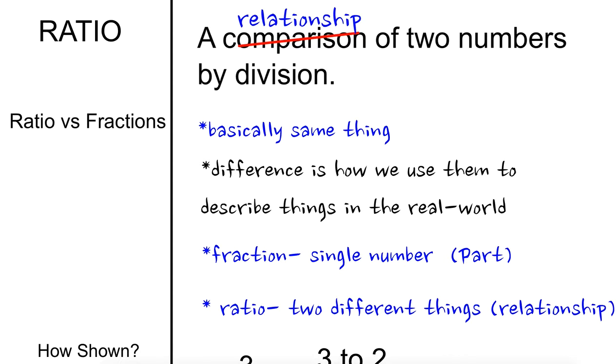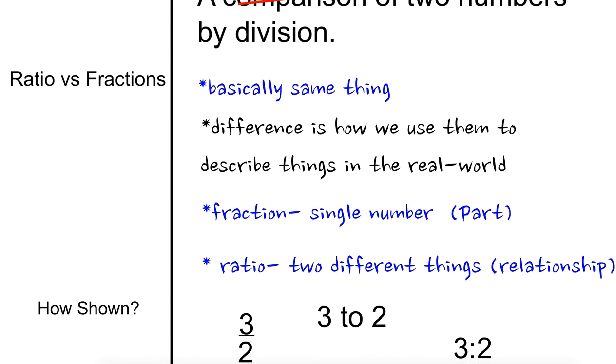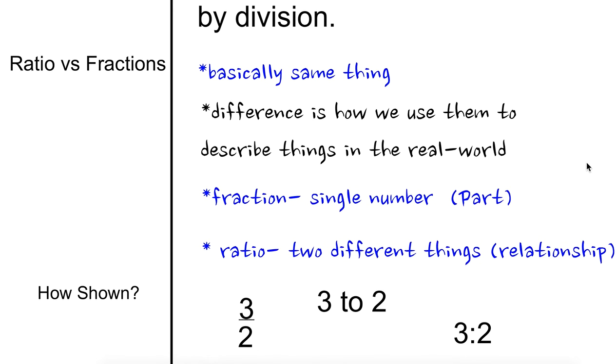All right, so let's look at this. Let's get our notes back out. A ratio, let's write, is a relationship of 2 numbers by division. A ratio and a fraction are basically the same thing. The difference is how we use them. So you really only need to write what's in the blue. They're basically the same thing. A fraction is a single number or its part, where a ratio would have 2 different things. So a fraction is 1, a ratio is 2, showing that relationship. So it's shown 3 ways: with a fraction bar, like 3 over 2, with the word, 3 to 2, or a colon, 3 to 2.